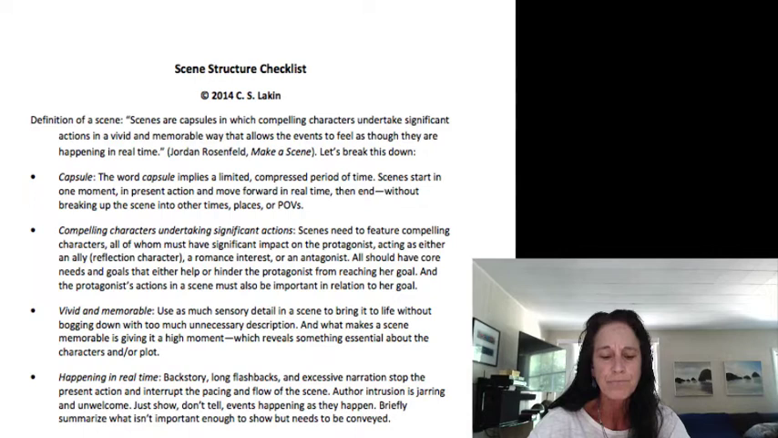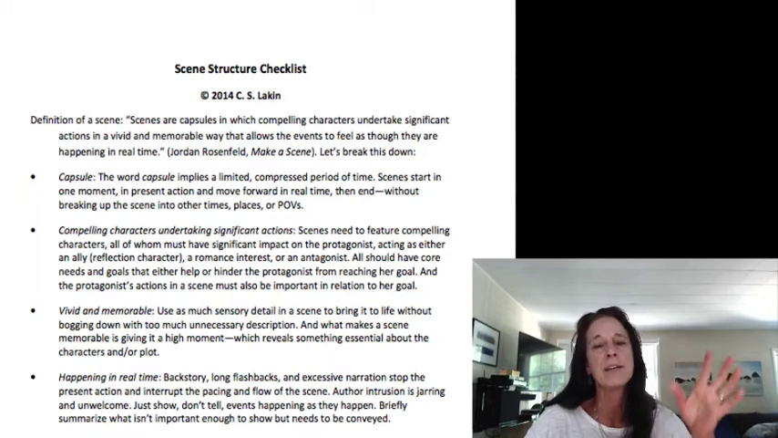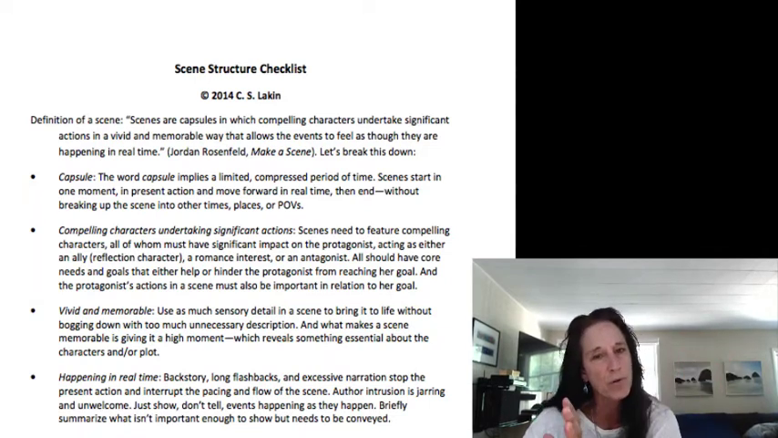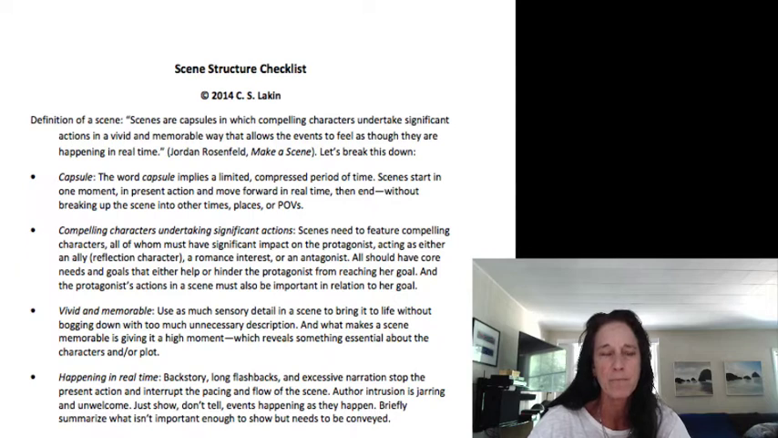Okay. Of course, if you're writing a time travel story, your character might travel back and forth in time and flip around like The Time Traveler's Wife. Fine. That's because that fits your premise and genre. But for most novels, you want to have a scene that starts in one moment and moves forward and doesn't skip around in time.